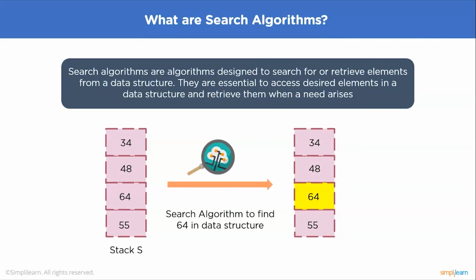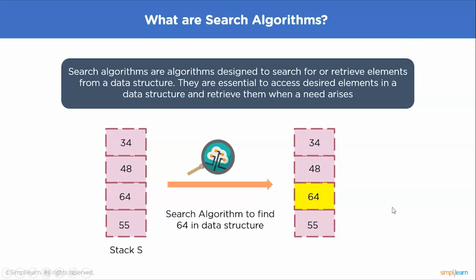Again, it's going to compare and see if it's 64. If it's not, this element too will get removed and then it'll move on to the next element in the stack, which is 64. In this case, it's going to return the index of this element, which is at stack index 2. And using stack index 2, we can access this element. So in a way, we found the element in the stack. This is how search algorithms work.